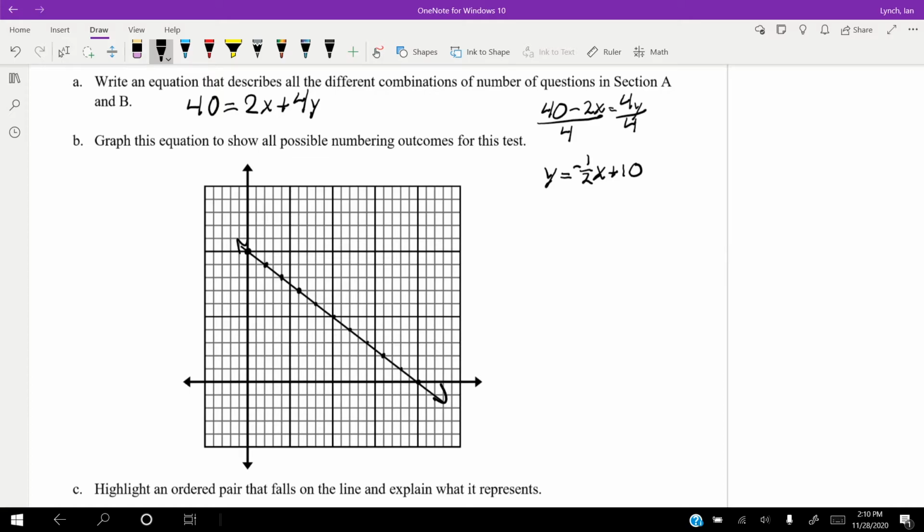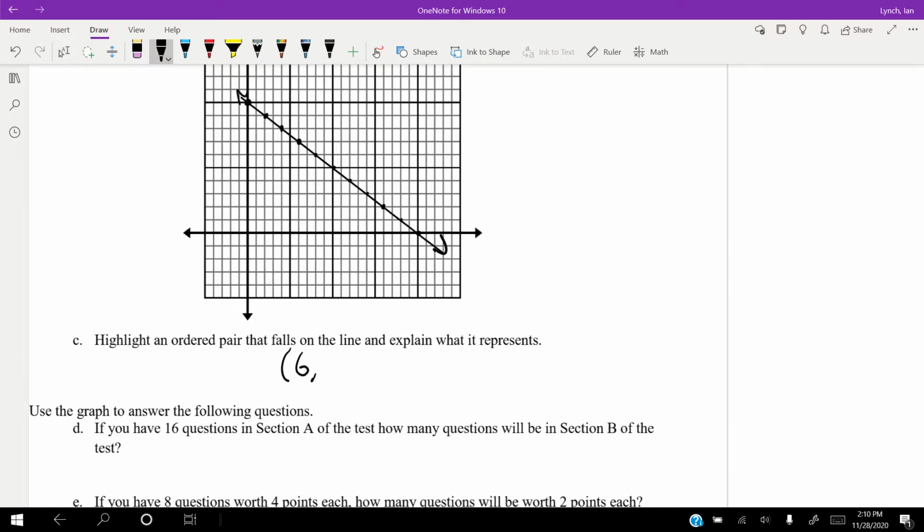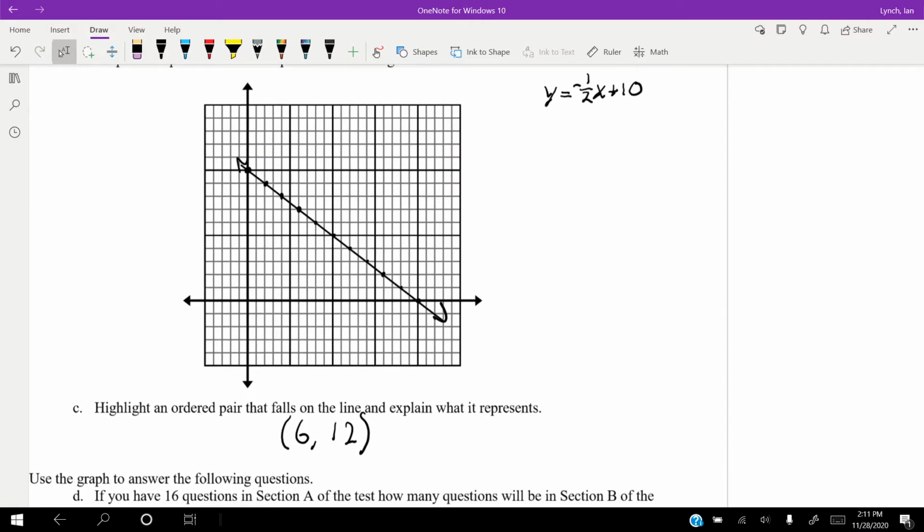Now, let's pick a random ordered pair. So we got 6, 12. Okay, so what does it mean? Well, if x is our number of questions in section A, that means there are 6 questions in section A. And that means there are 12 questions in section B. Because the x represents the number of questions in section A, and y represents the number of questions in section B. Now let's just double check that this adds up.